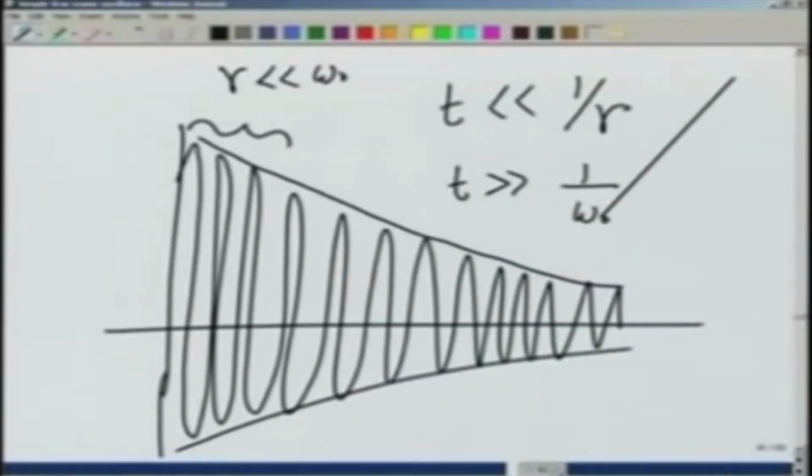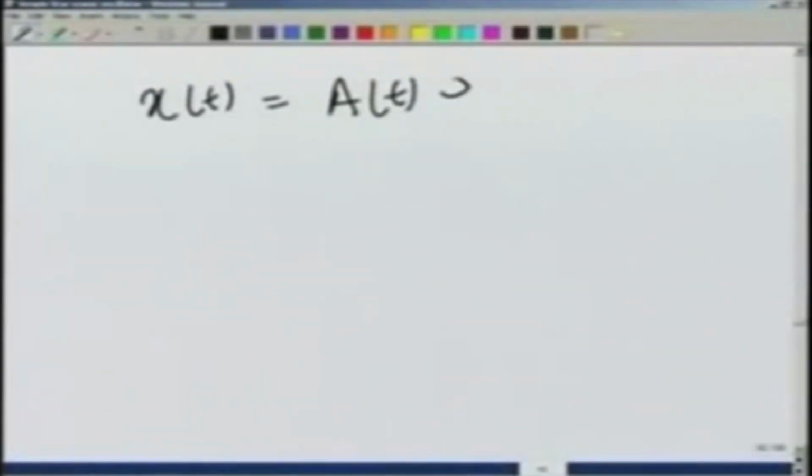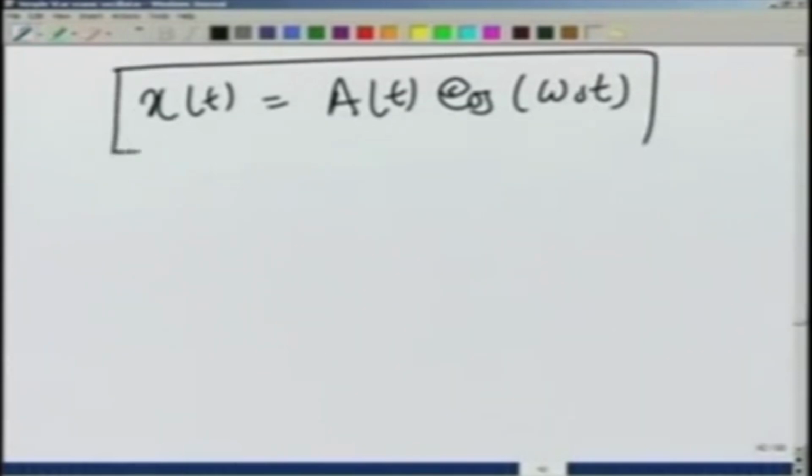So, in that case, when I write the solution x(t) equals a e raised to minus gamma over 2 t cosine of omega 0 t, I can really think of this system having a time dependent amplitude a(t) and then oscillating with this time dependent amplitude as cosine omega 0 t. And then I can talk about averages over many cycles.